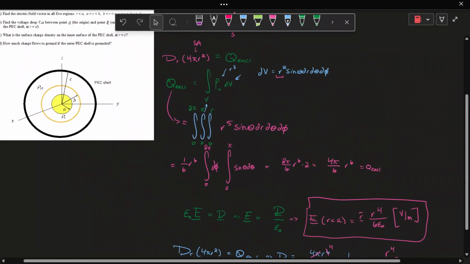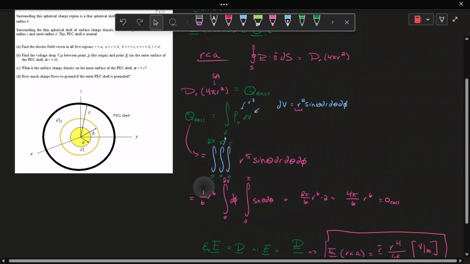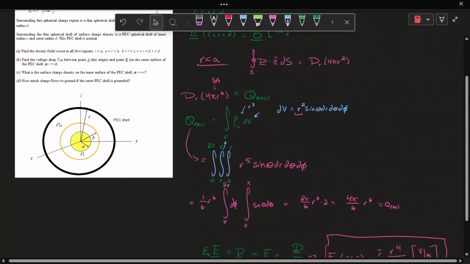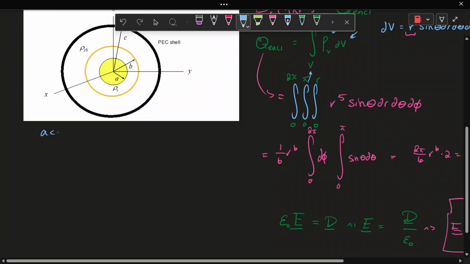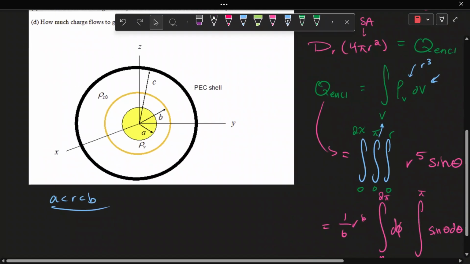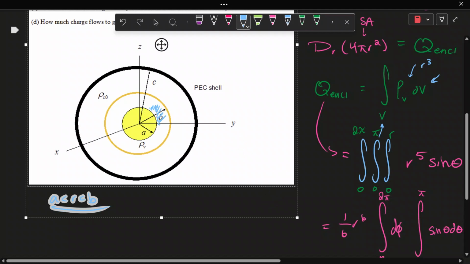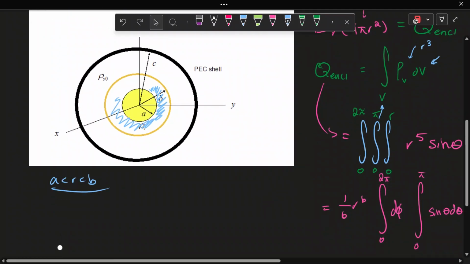Now, what do we do after it's greater than a? Because now we're doing a is less than r is less than b. So where is that region where r is between a and b? We'll highlight that. This is right here. Okay, so now we're outside the sphere.